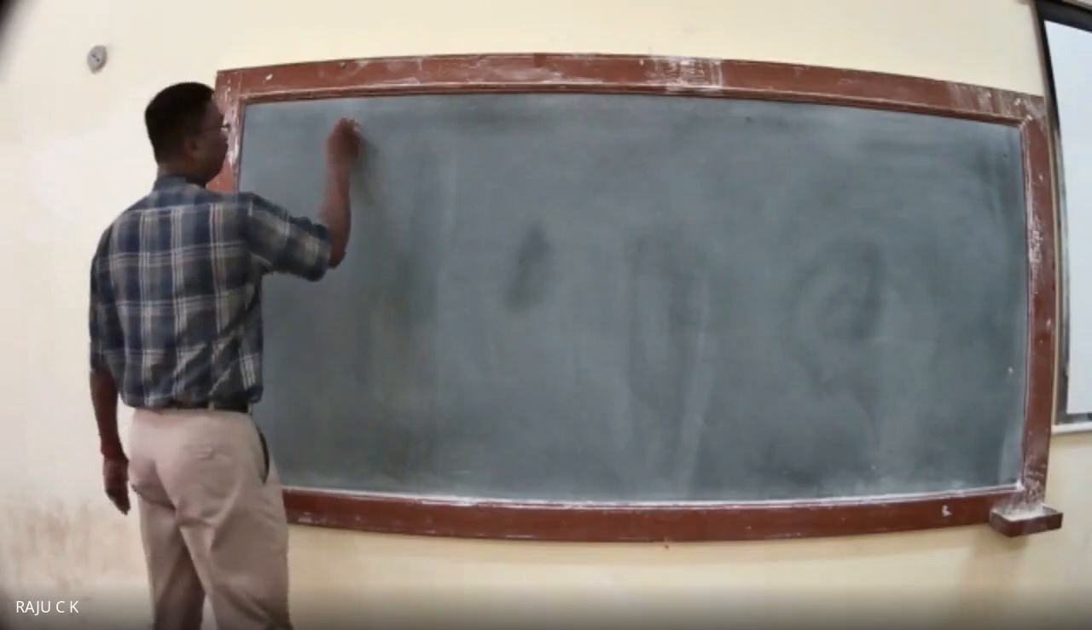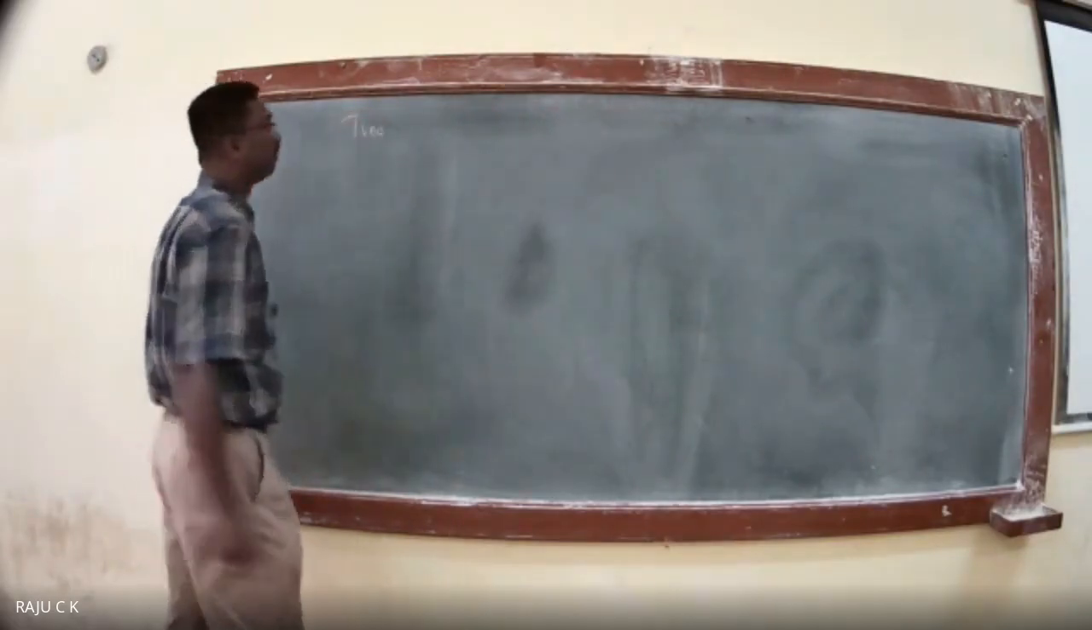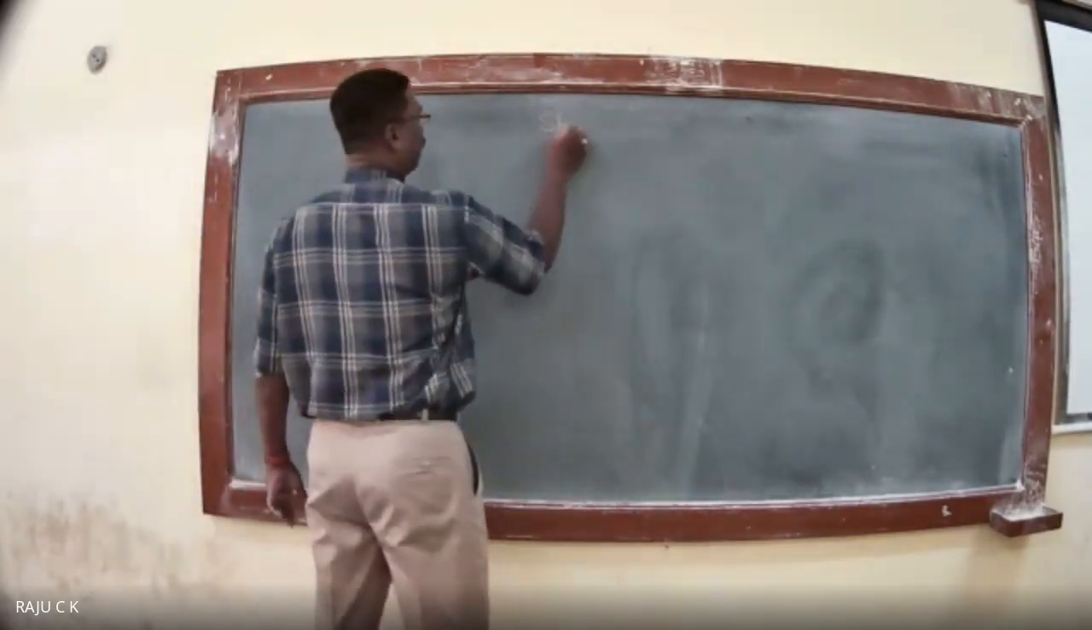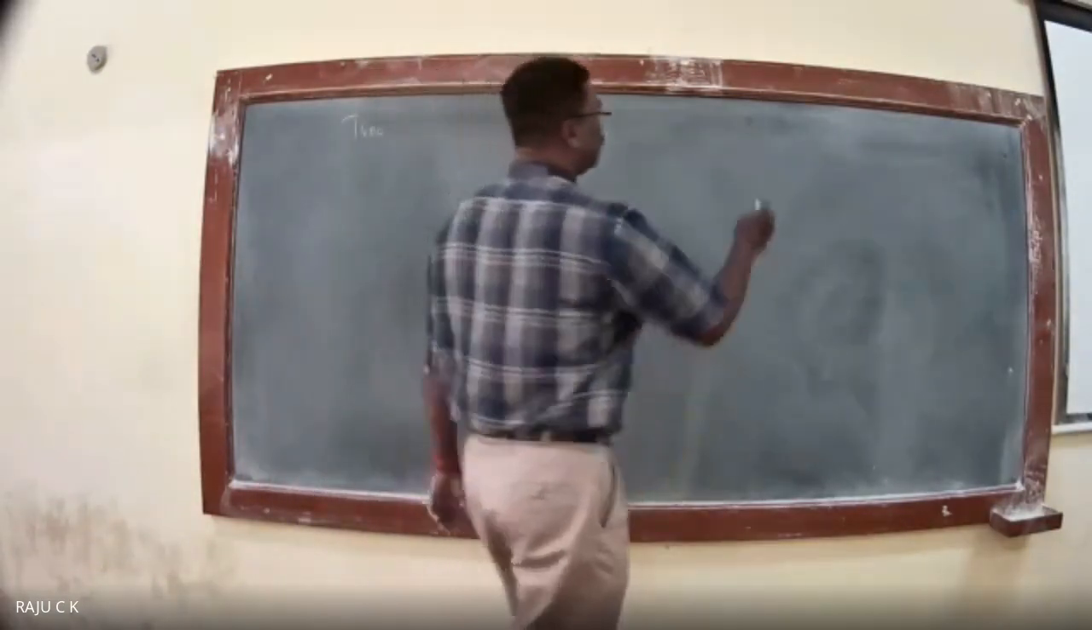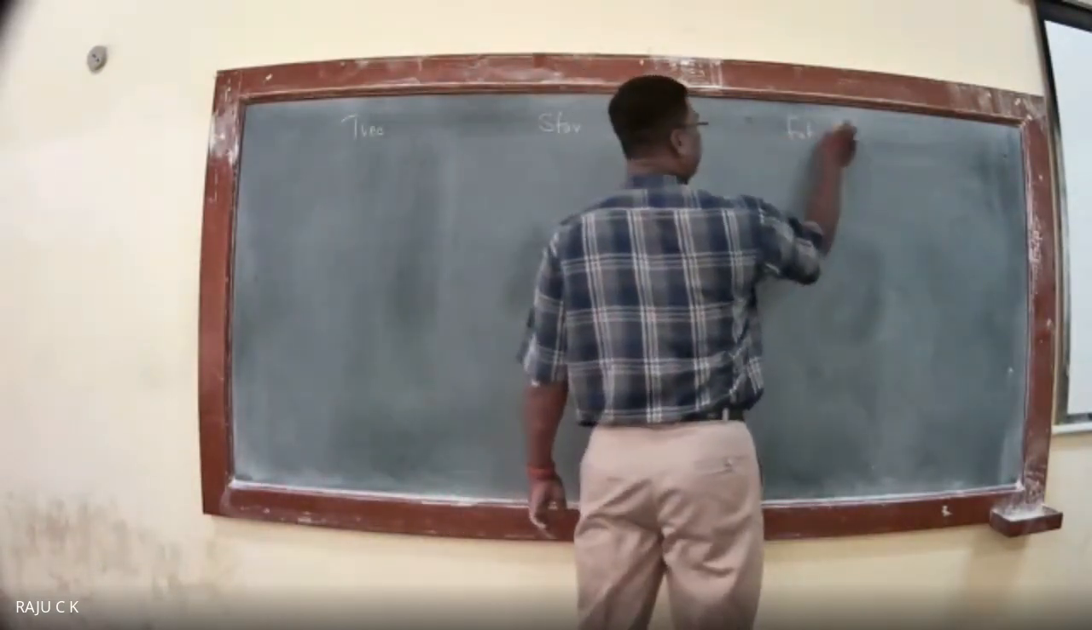Next, we'll move on to tree type structure, then star type structure. The third type will be called the fat tree.